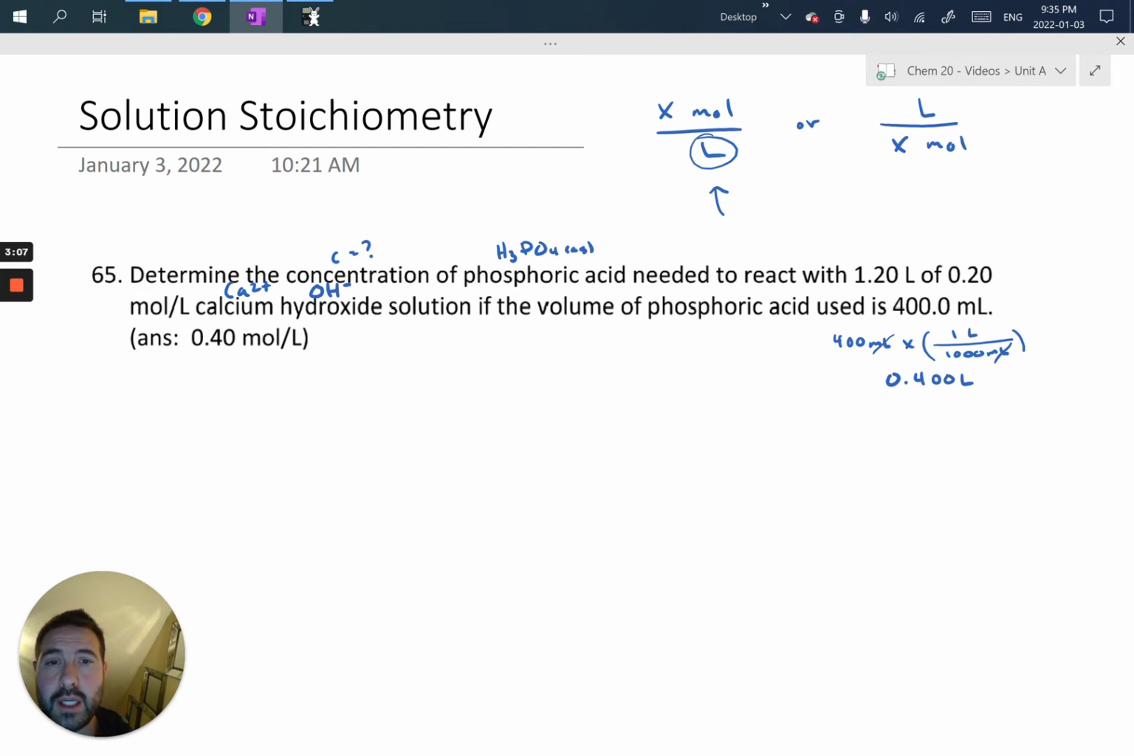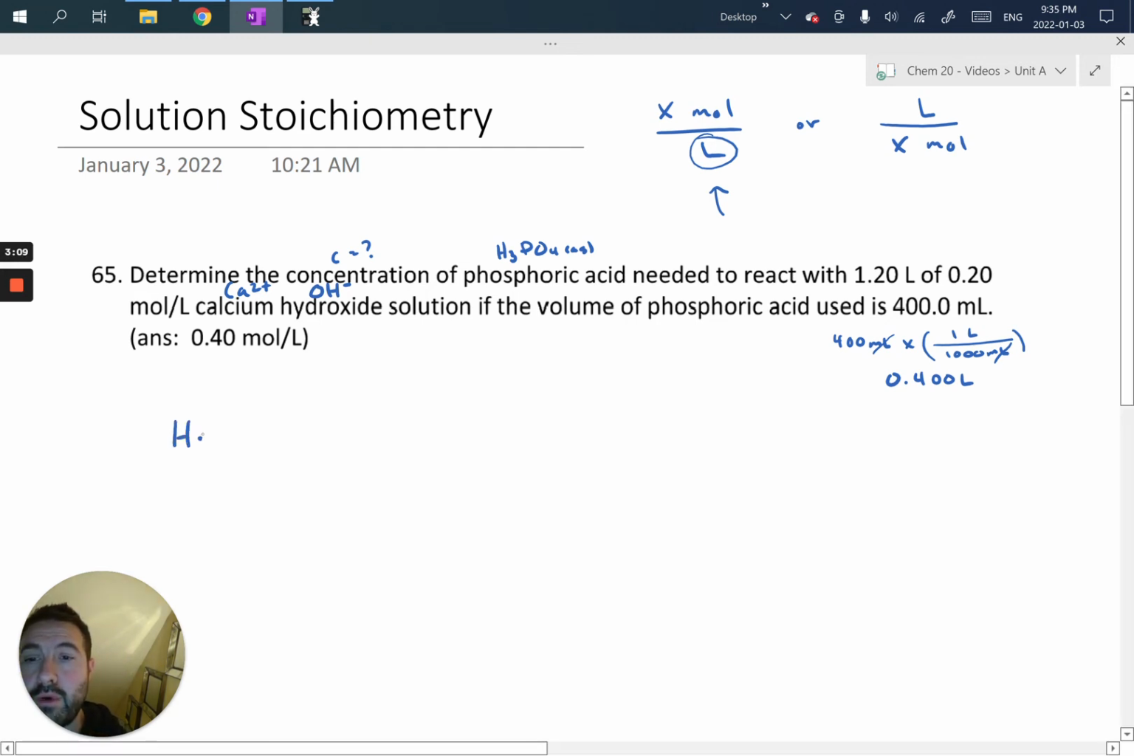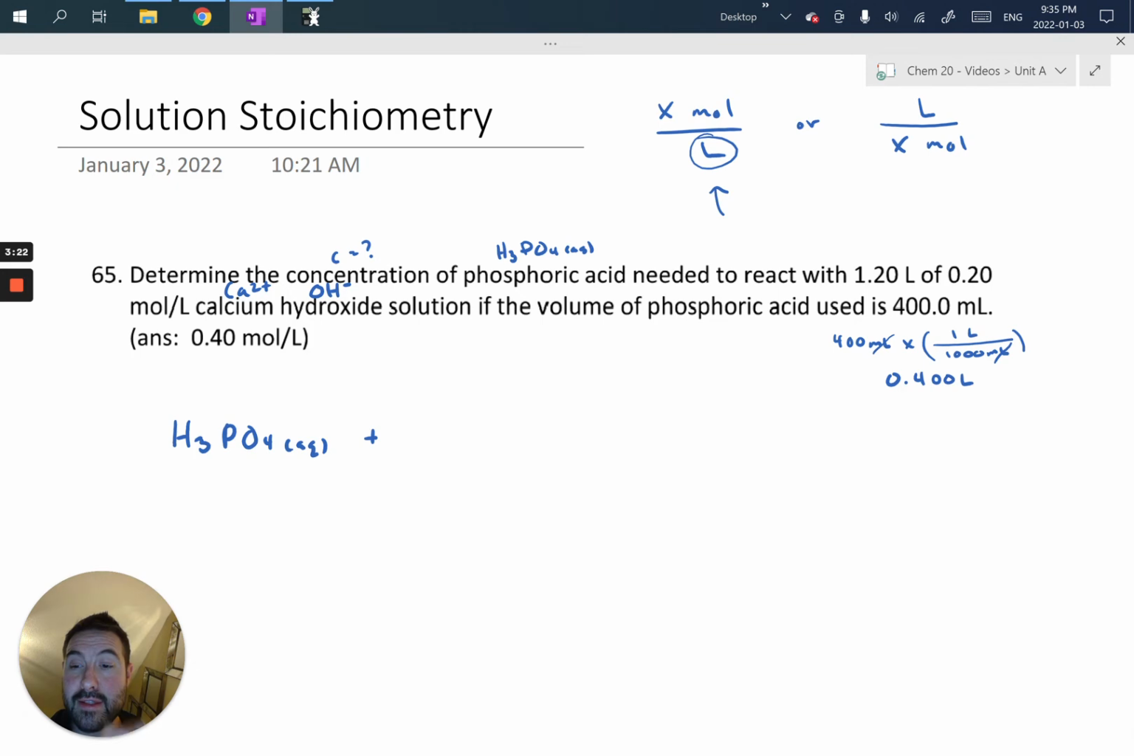So I'm going to start here with my H3PO4. That's my phosphoric acid, and I am reacting that with calcium hydroxide. Calcium hydroxide, you should know, is a metal hydroxide, and even though it's not highly soluble in water, it's going to act as a base. And so this is a neutralization. It's an acid plus a base.